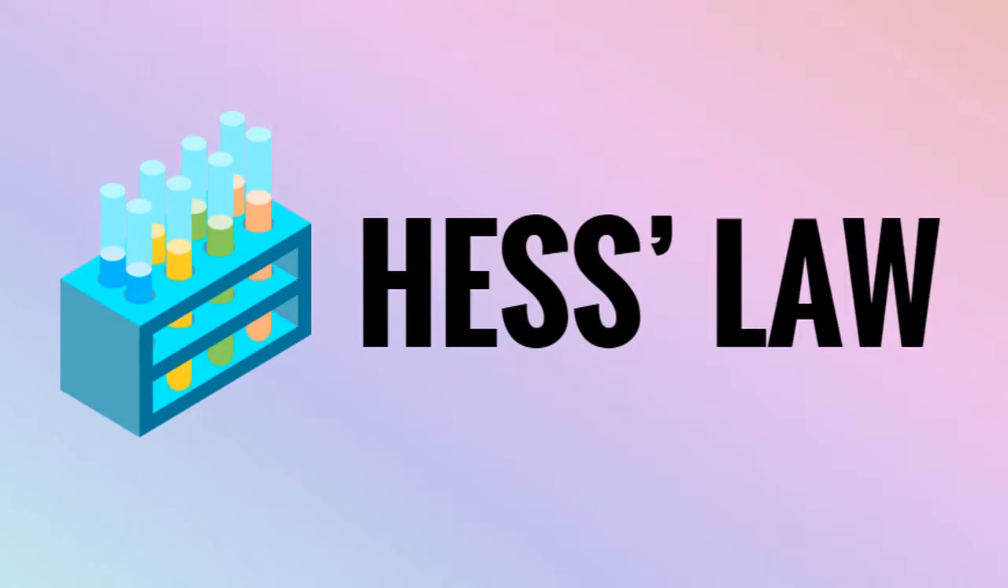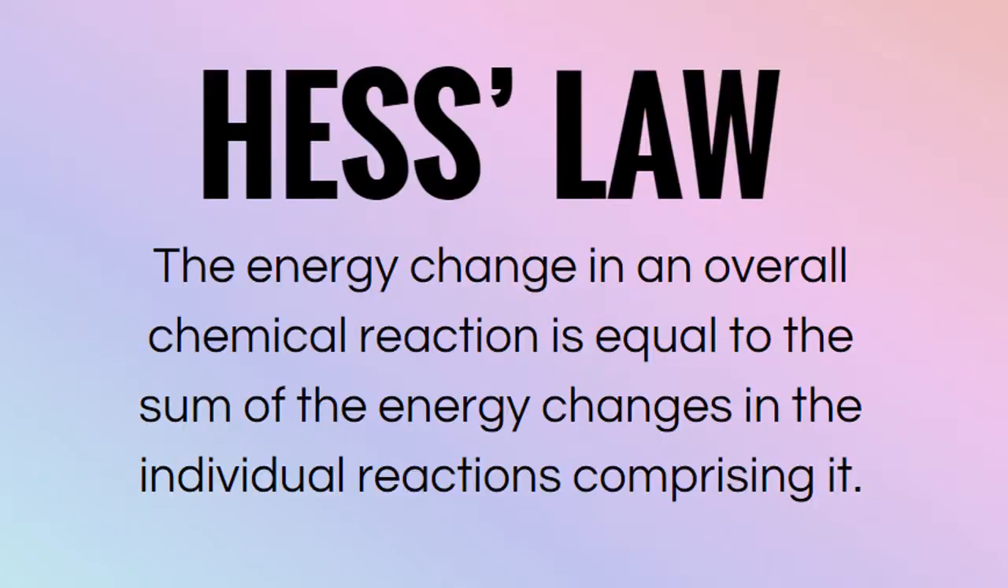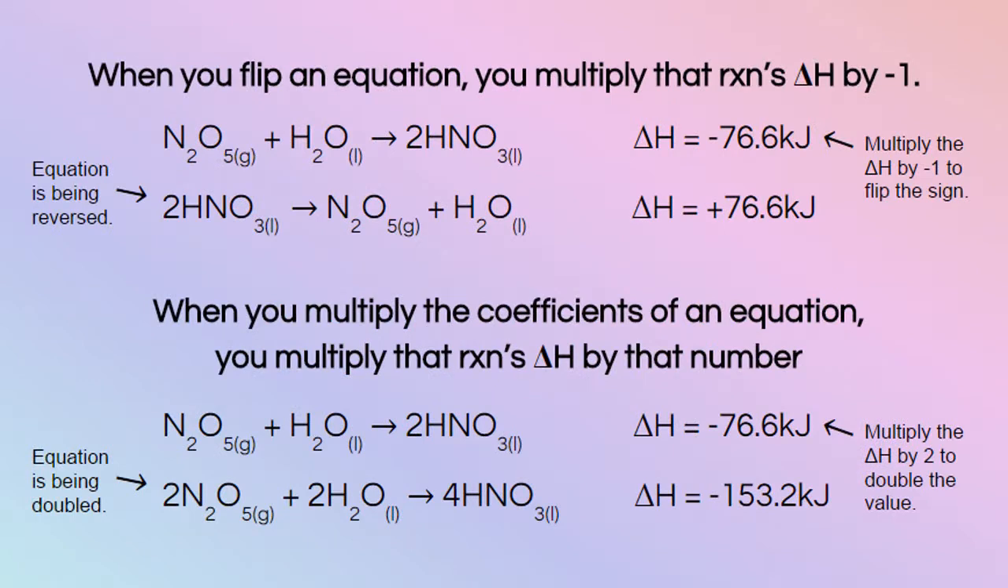What is Hess's law? Hess's law states that the energy change in an overall chemical reaction is equal to the sum of the energy changes in the individual reactions comprising it. When solving Hess's law problems, it is important that you make changes to the individual equations and that equation's delta H in order to balance and cancel elements for the reaction.